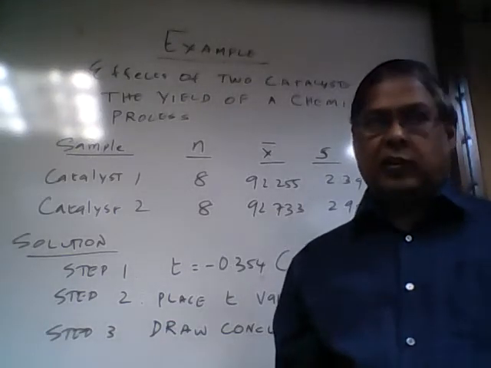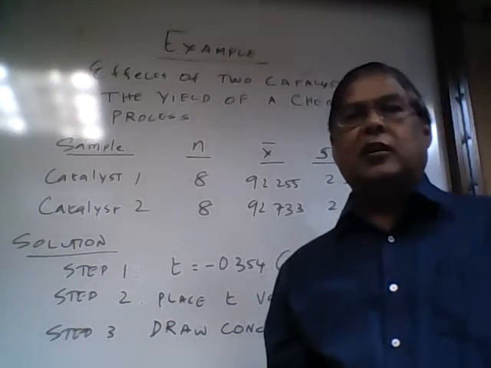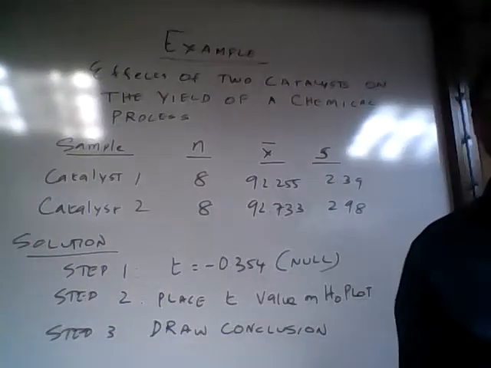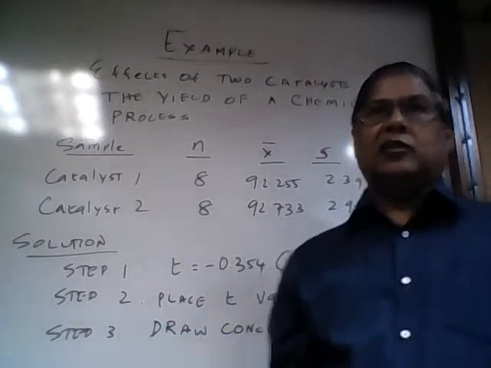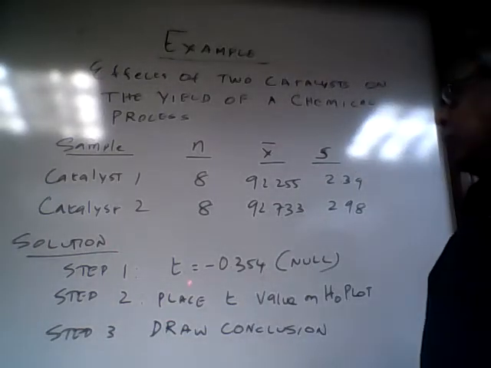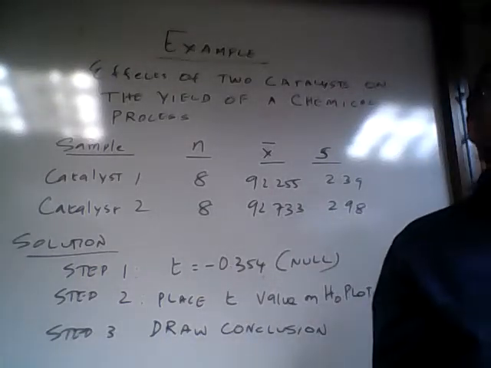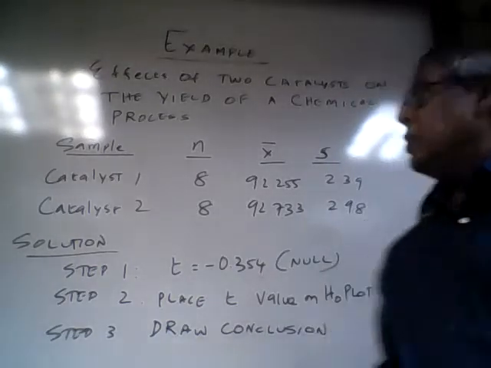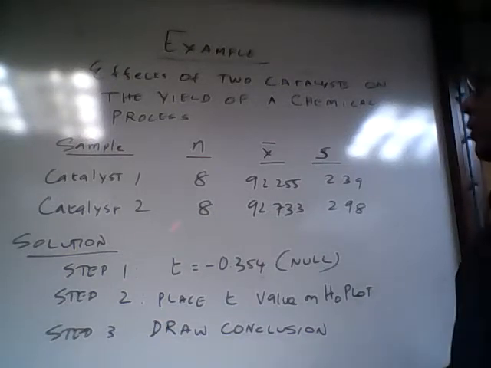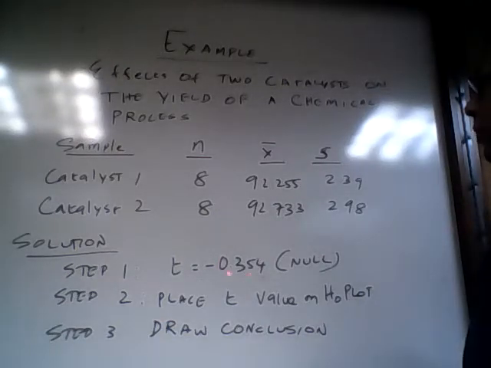Step 1 is we want to use an equation we presented before for the t for the two-sample test. So you look at the t, calculate the t-value, assuming that the null hypothesis is valid, which means mu1 minus mu2 equals 0. The rest of the information is given here. So we can calculate step 1, and it turns out to be minus 0.354.